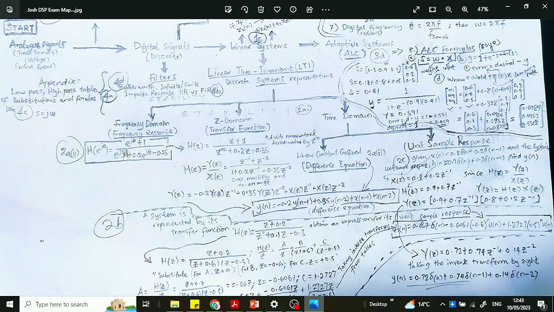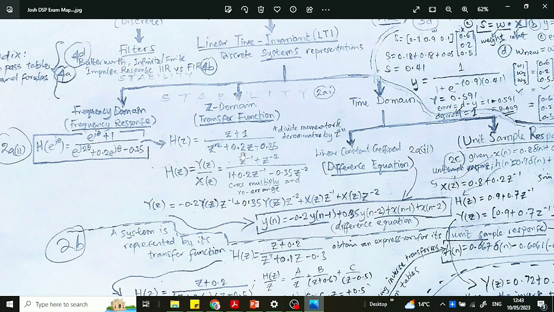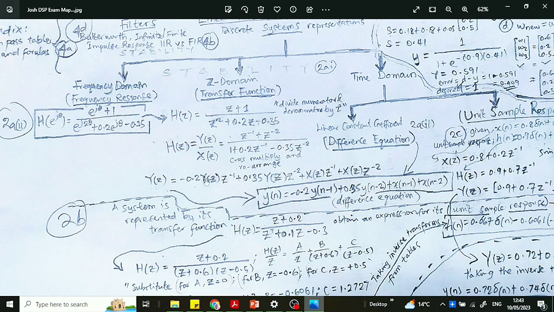To get from the frequency domain into the Z domain, you just change your e raised to j theta to Z. That changes to that, and then you walk through this. Let's zoom a little bit. You divide through by Z squared, the highest power of Z in this case. Then you cross multiply, arrange, and you get this.